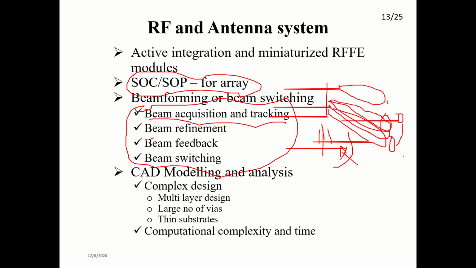After that what happens is beam feedback. It will go to and fro, because it will try to get beam feedback, then refine the beam again, feedback, refine the beam. So all of this happens through SSB blocks and channel state information reference signals. These signaling things will take care of these steps.